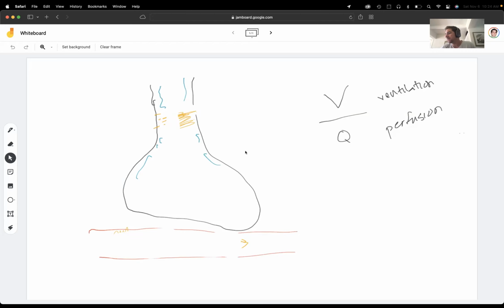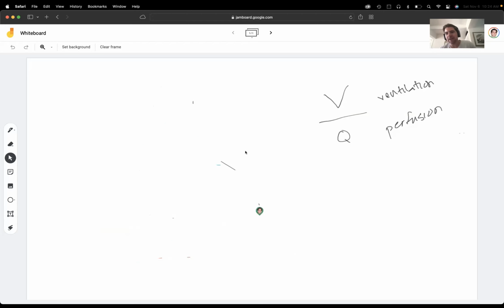Now, some other terminology you may come across is this idea of the VQ mismatch. If you do the math, you can figure out that if there's a problem ventilating the lungs, say you have some sort of mucus plug or whatever, then the numerator is going to go down. Now your perfusion's fine. So anytime they say the VQ is approaching 0, that means you had a problem in the numerator, so you have a problem ventilating the lungs for whatever reason.